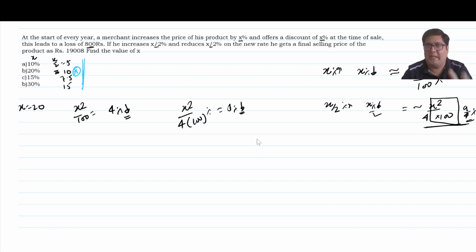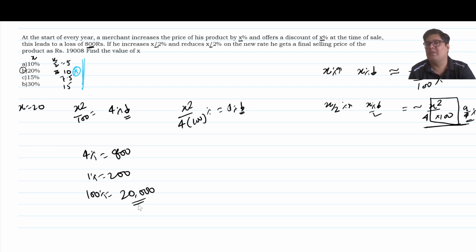What does this mean? If I reverse engineer here, I need a decline of rupees 800. If answer option B is correct, 4% should be equal to 800. So 1% should be equal to 200, and 100% should be equal to 20,000. See, I'm getting my value very close to 19,000 here. That gives me confidence. I'm on the right path.